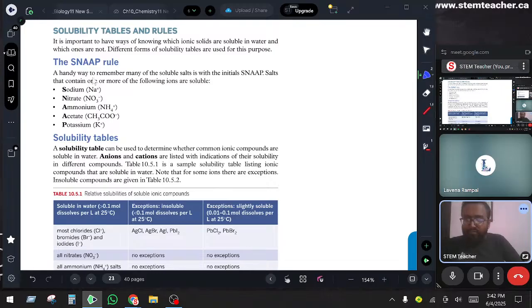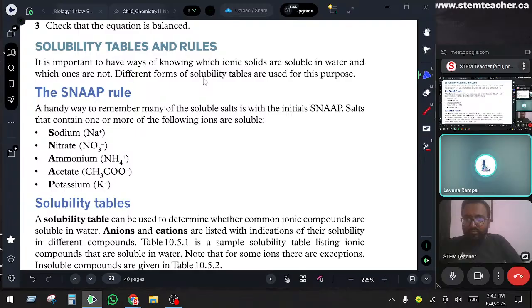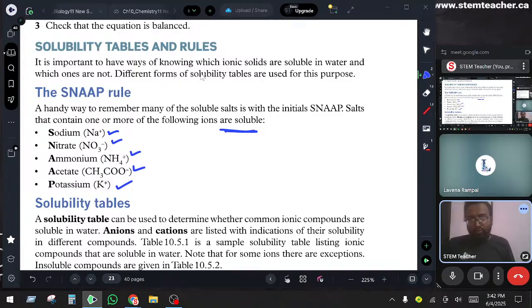A handy way to remember many of the soluble salts is with the initials SNAP. Salts that contain one or more of the following ions are soluble: sodium, nitrate, ammonium, acetate, and potassium.